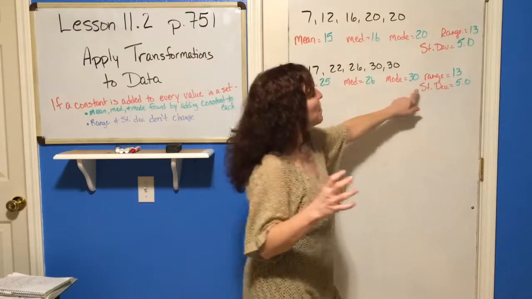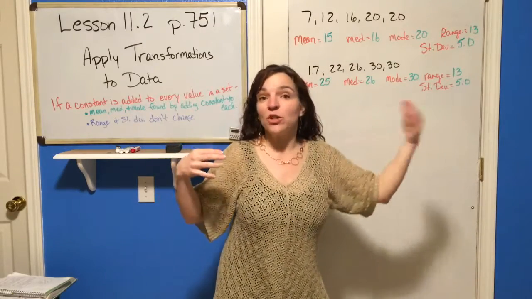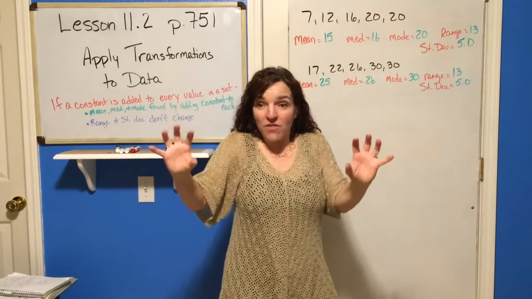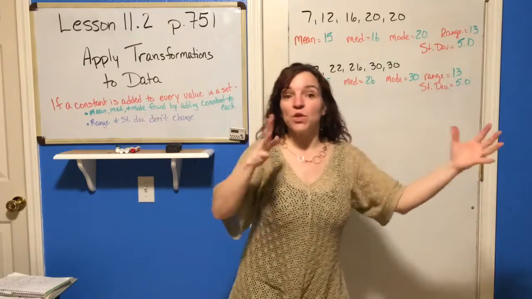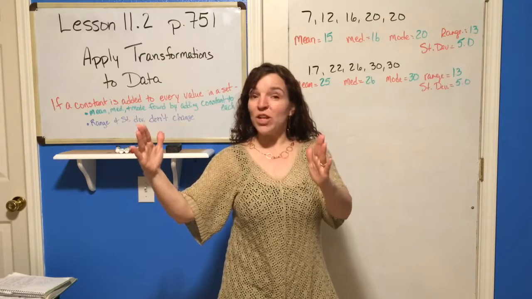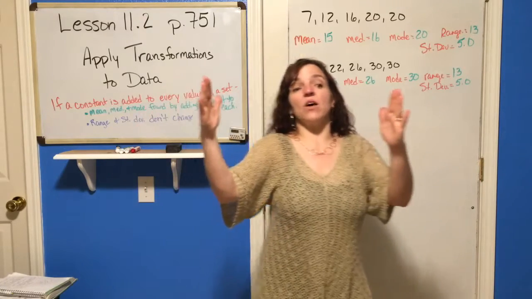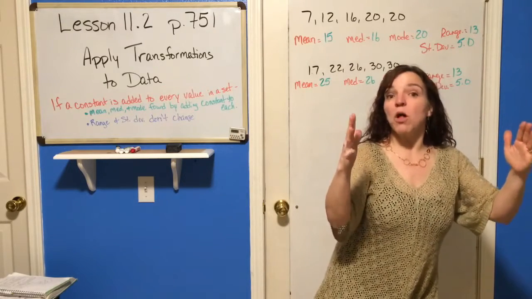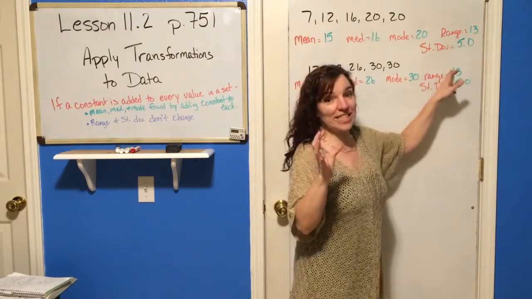Now, if you'll notice, the range, remember, represents the distance between the largest and the smallest. So if all of them increased by 10, the difference stays the same. So if you're on a number line and the difference is from here to here, and then you increase everything the same, you're moving that whole set of data over, but the difference between the largest and smallest is the same. So the range doesn't change. The range stays the same.